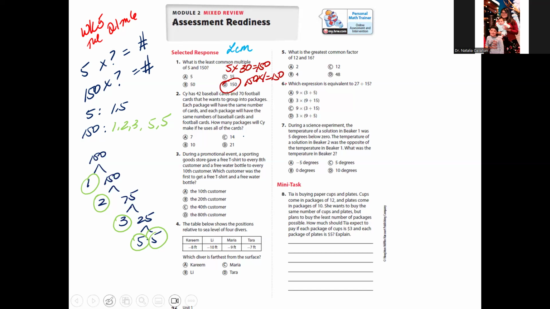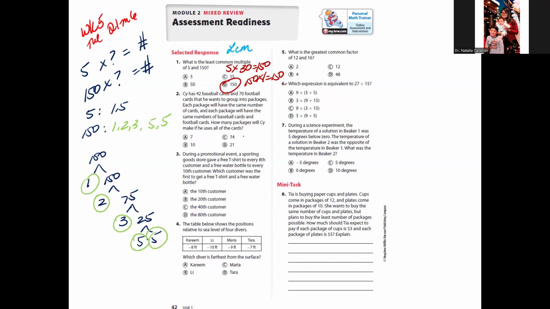Okay. Number 2, go ahead. Cy has 42 baseball cards and 70 football cards that he wants to group into packages. Each card package will have the same number of cards, and each package will have the same numbers of baseball cards and football cards. How many packages will Cy make if he uses all the cards?